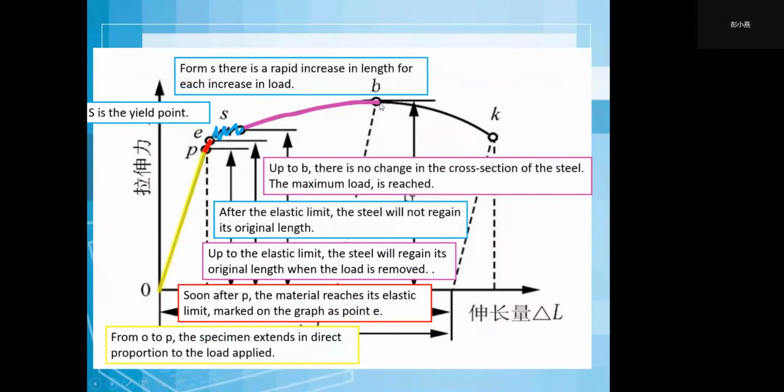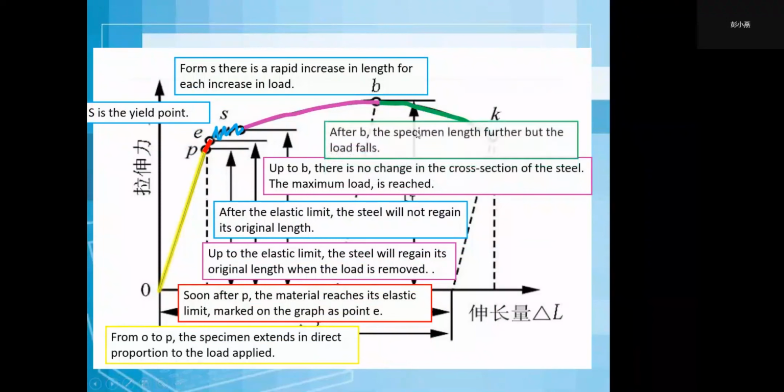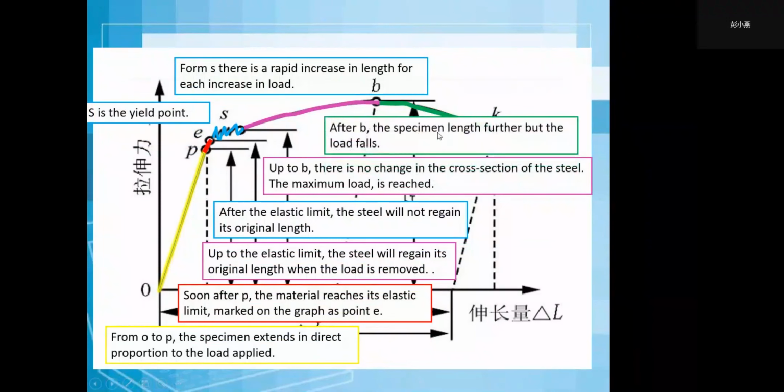And up to B, there is a change in the cross section of the steel, and the maximum load is reached. And from B to K, after B, the specimen lengthens further, but the load falls, and at point K, the specimen finally fractures.